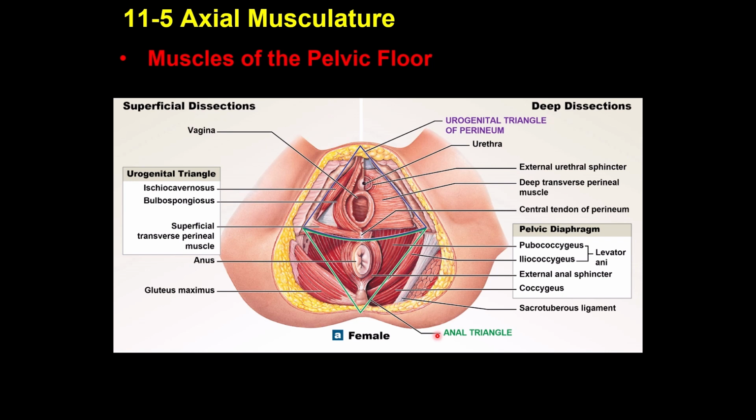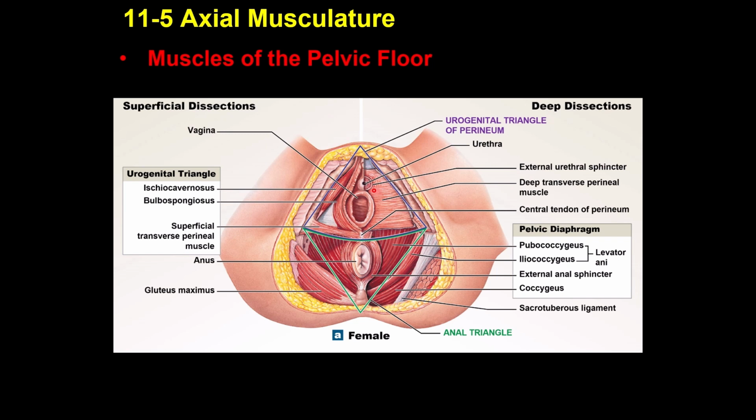These are the muscles of the pelvic floor. For male and female, they're very, very similar muscles. It can be divided into two different triangles. This is the anterior triangle, and this is the posterior triangle. The anterior triangle is called the urogenital triangle, and the posterior triangle is called the anal triangle. So there are some names there.